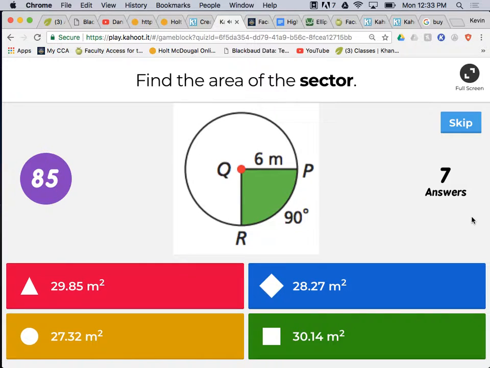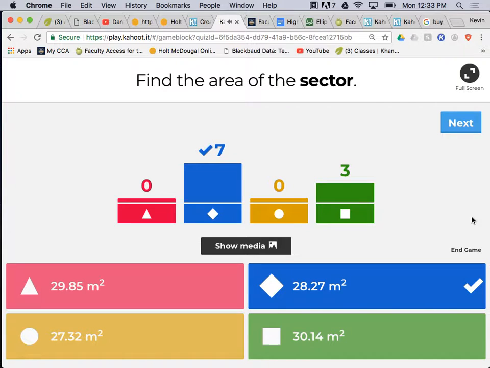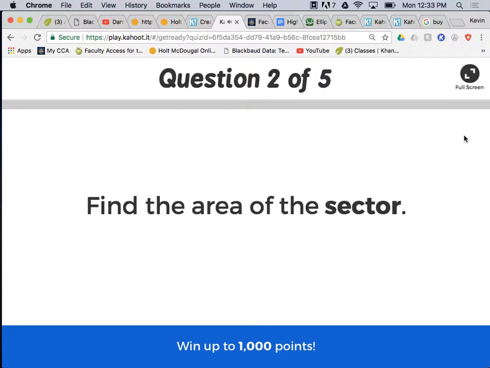Pi r squared is 6 squared times theta over 360. What's theta in this case? 90. Okay, 90 over 360. Plug that in your calculator, you get 28.27. Good job. Priscilla's in the lead.